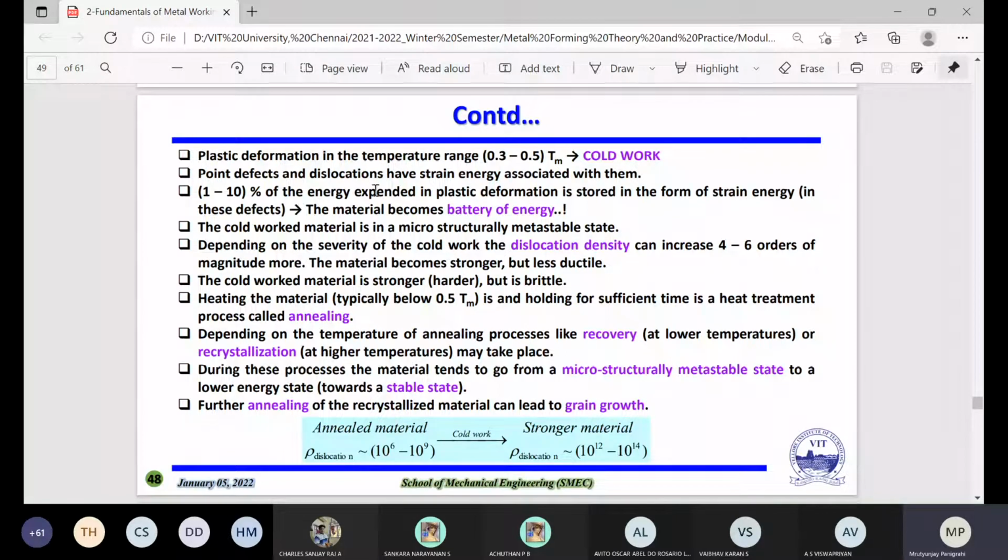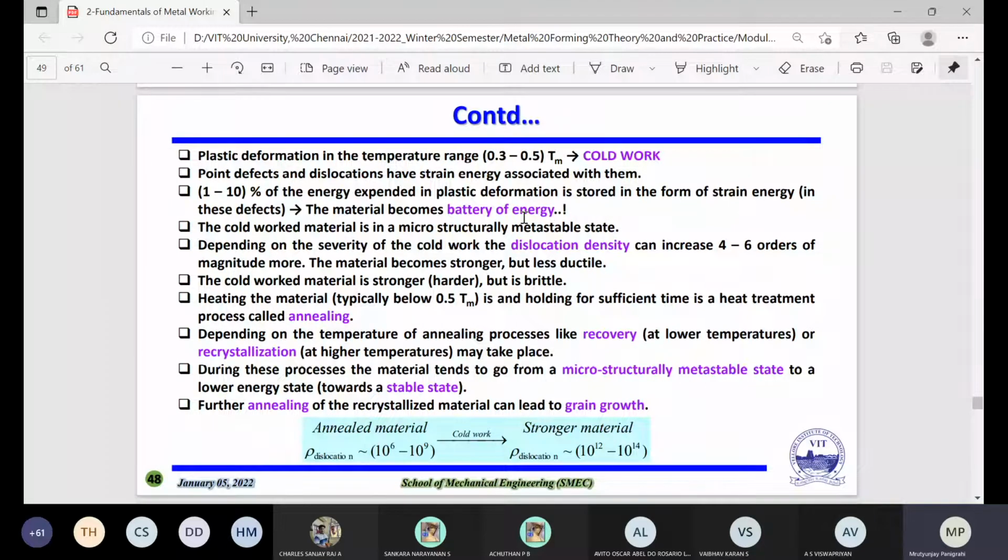Then the point defects and the dislocations have strain energy associated with them. I'm not going into detail of the point defects, the dislocations, or the lattice structure, because you have to understand that there will be some strain inside that we have to remove. And 1 to 10% of the energy expended in plastic deformation is stored in the form of strain energy. That is, the material becomes a battery of energy.